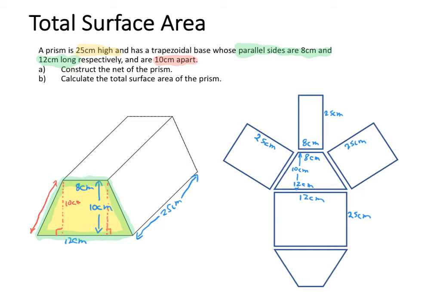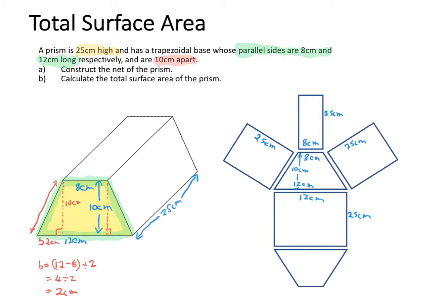The length of the base, I need to do a quick calculation. The base measurement is going to be 12 minus 8, which is my two parallel sides. Then I need to divide that by 2 because I have two triangles. So 4 divided by 2 equals 2. So the base of my triangle is going to be 2 centimeters.